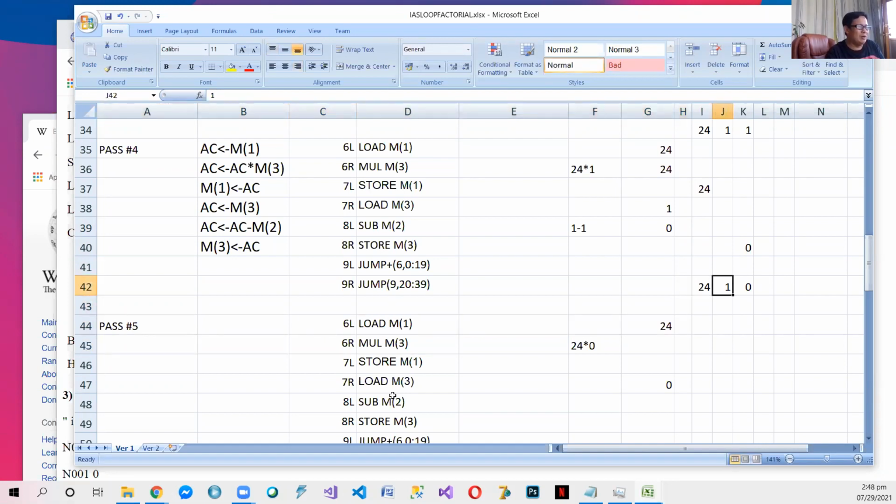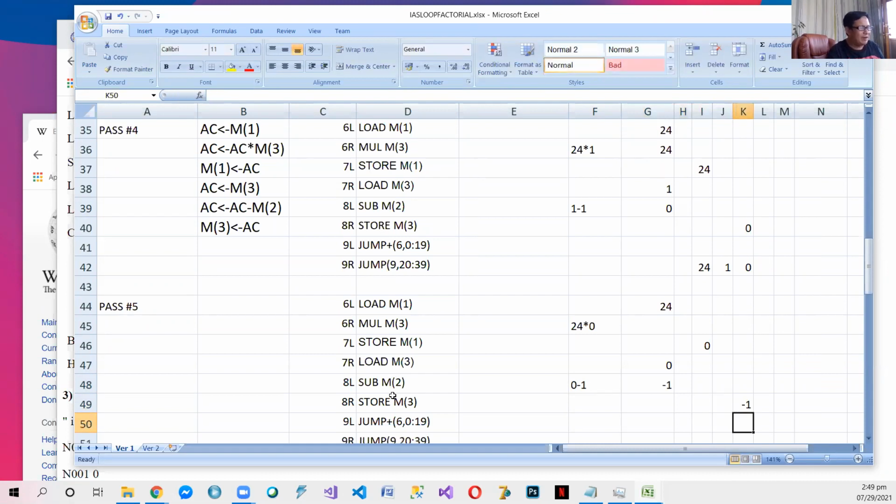So we have 24. Now our next multiplier is a 0. So 24 times 0, it becomes a 0. Okay? So dito sa M1, magiging 0 na ito. Do you follow? And then we load M3. What's M3? This is a 0, right? And then sub M2, we will have a 0 minus 1. 0 minus 1. And now this becomes a negative 1. And store M3, this becomes a negative 1, right?